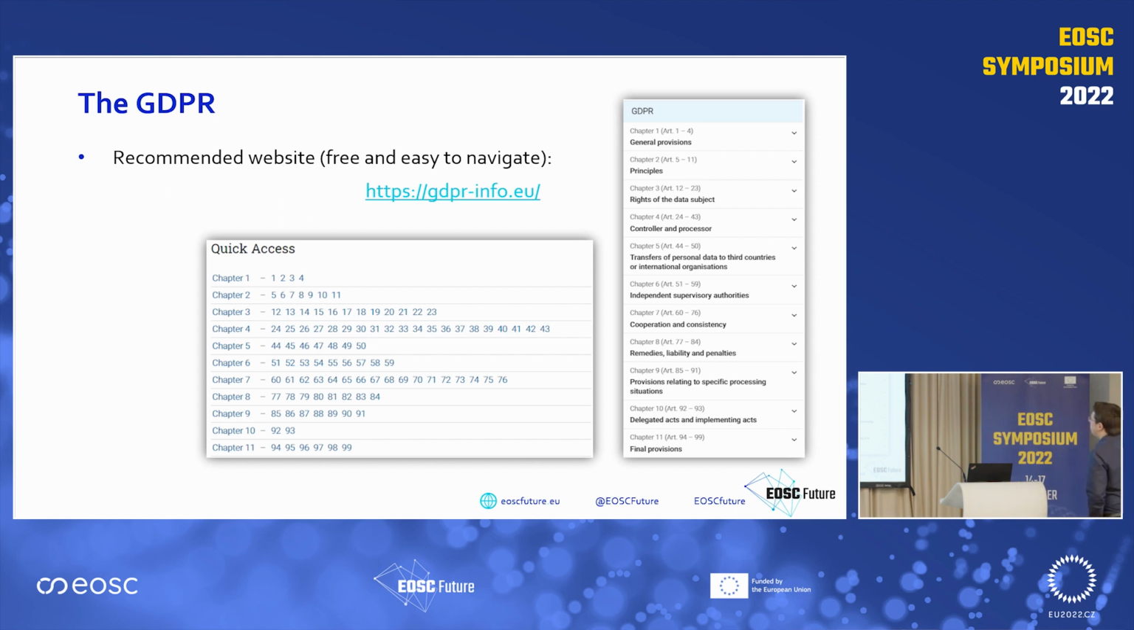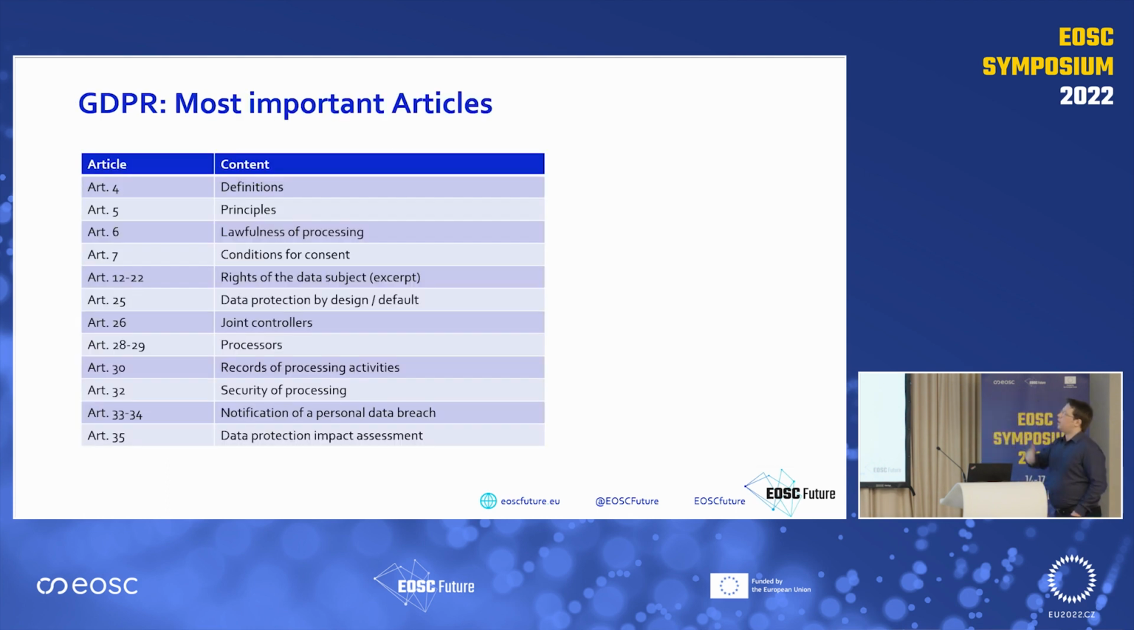The most important articles, from my point of view, are those. I mean, probably every article is important in some situation, but these are the articles that, in practice, I would say, cover 95% of the cases. And the other articles are about the other 5% of the cases, okay? So if you want to get familiar with GDPR and you want to read it, you might want to focus on these articles first.